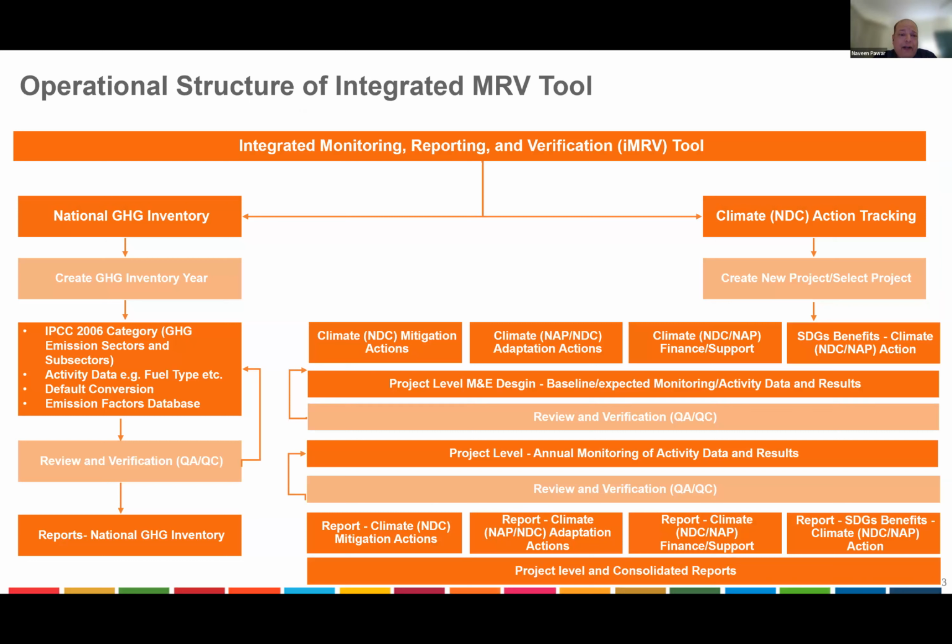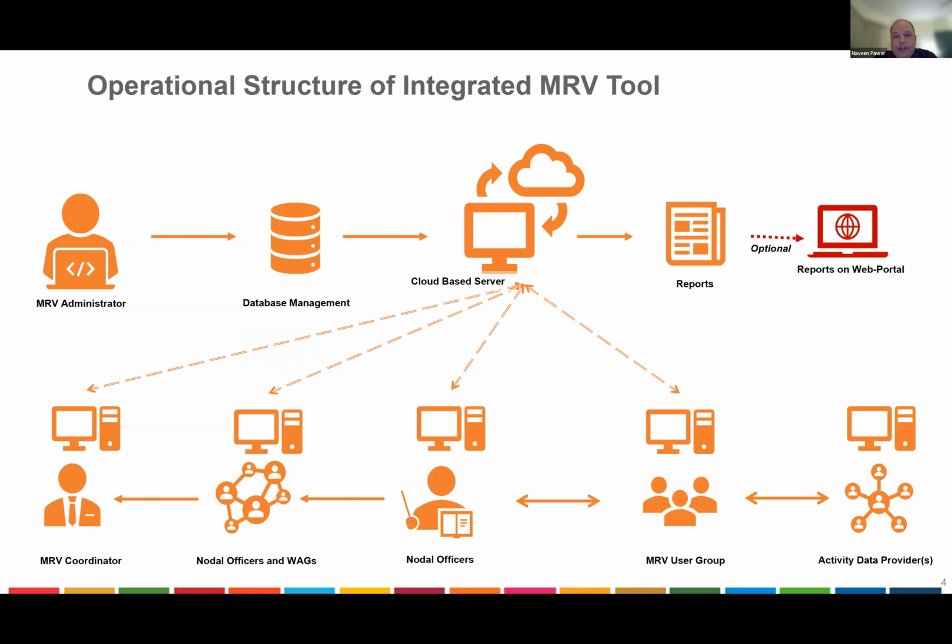So the GHG inventory is entirely a separate section in the IMRV tool, and climate action tracking for mitigation, adaptation, climate finance support, and SDGs. These are the interlinked components within the IMRV system. So we do project-level and program-level monitoring. It has the internal verification system, and consolidated project-level as well as national-level reports can be generated. I'll show you the operational structure.